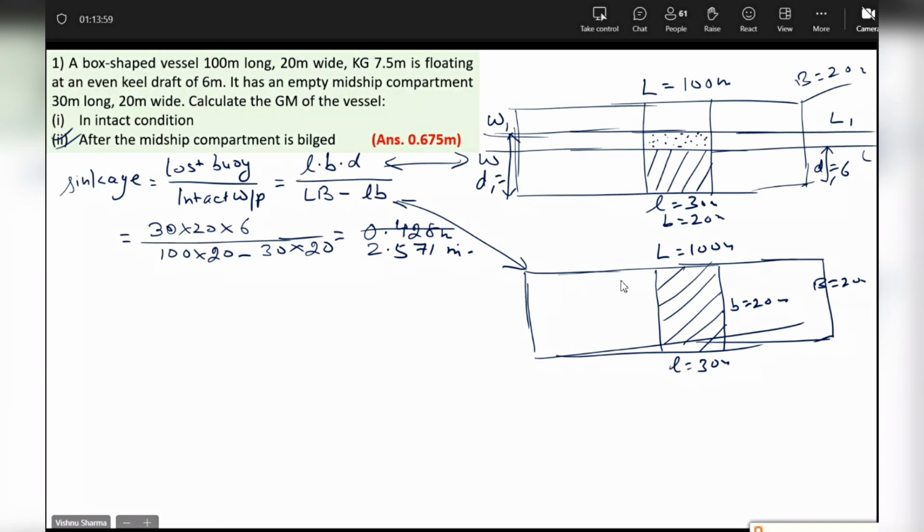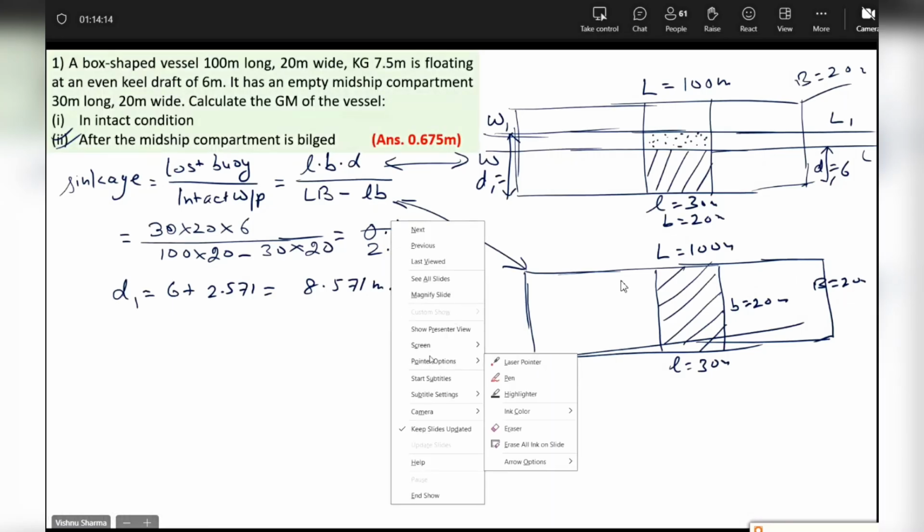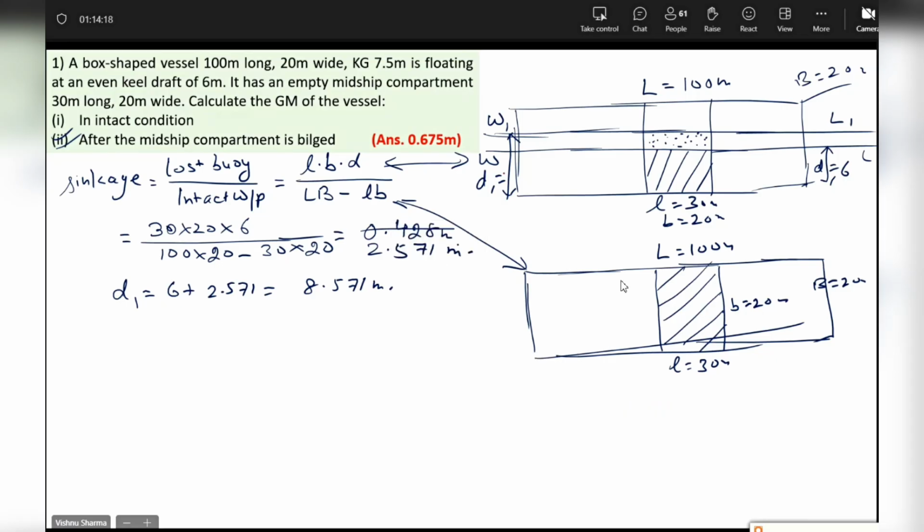Once I get sinkage, I am good to get D1. D1 will be equal to 6 plus 2.571 equals 8.571 meters. And now on the upper diagram, we'll put the value of D1. D1 is 8.571 meters. Always follow these practices, beta.